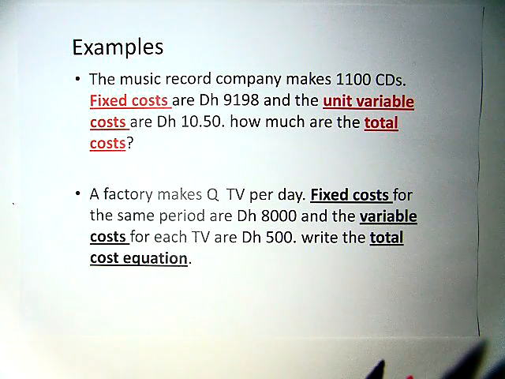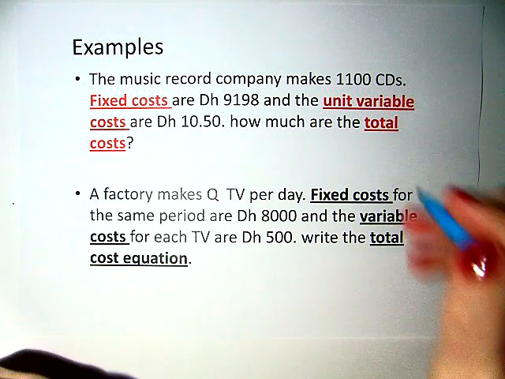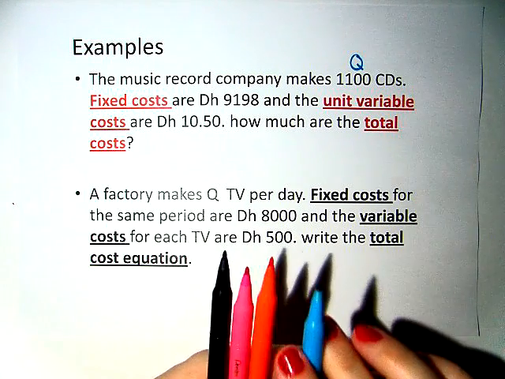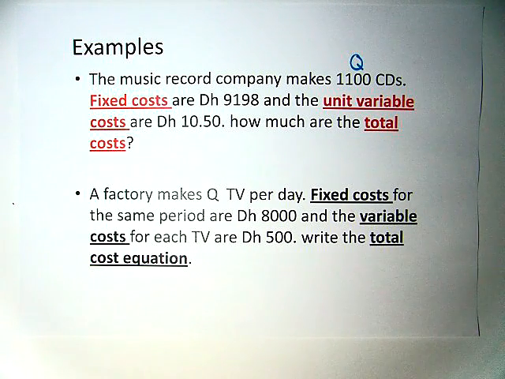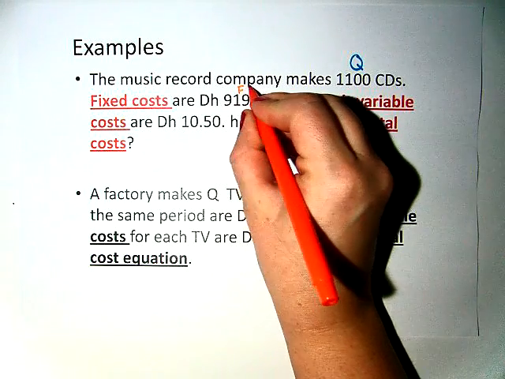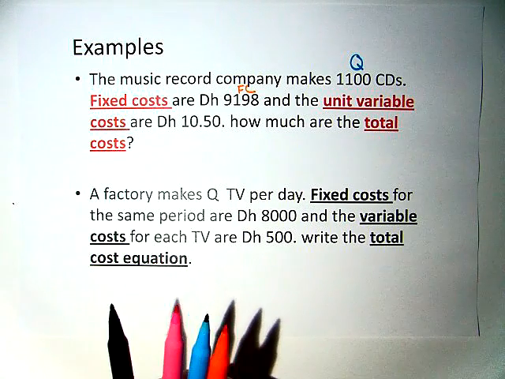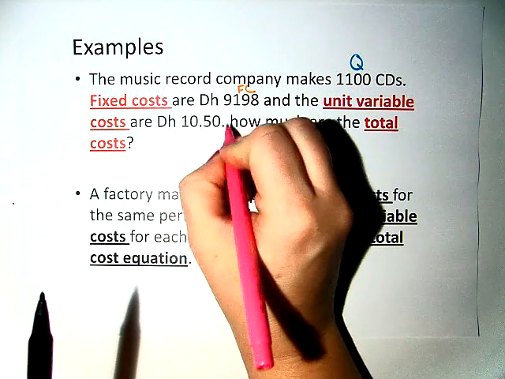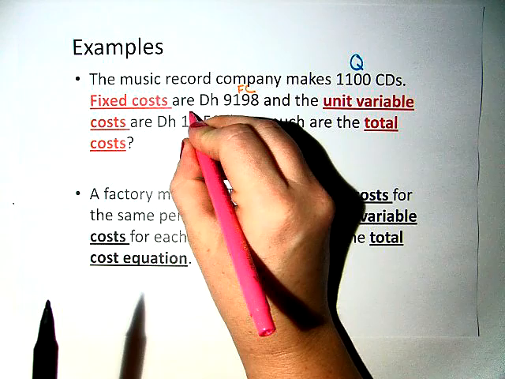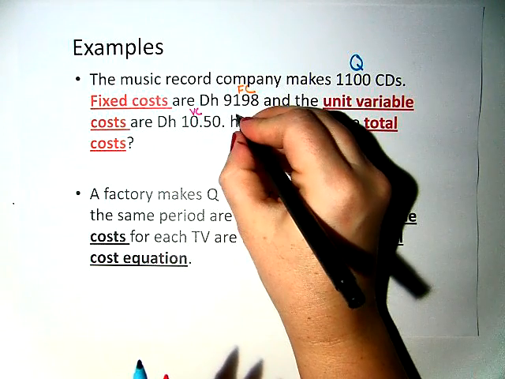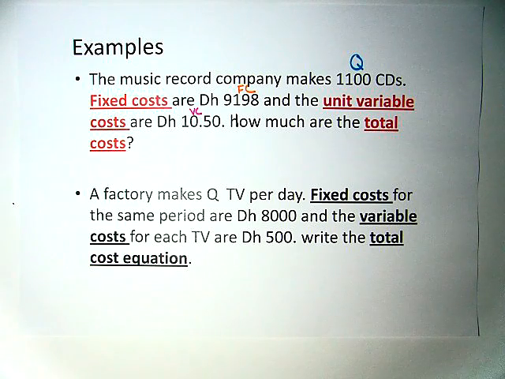The music record company makes 1,100 CDs. Okay, that would be our quantity. Fixed costs are 9,198. Okay, that would be my constant. And the unit variable costs are 1050. Okay, unit variable cost, that would be the slope. So we've got variable costs. How much are the total costs?